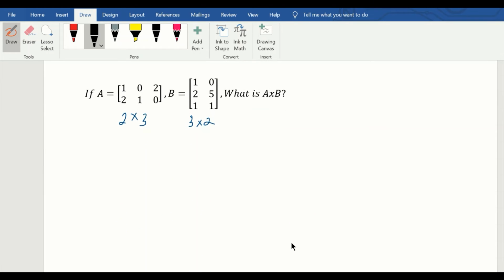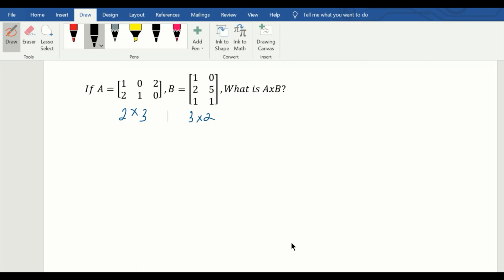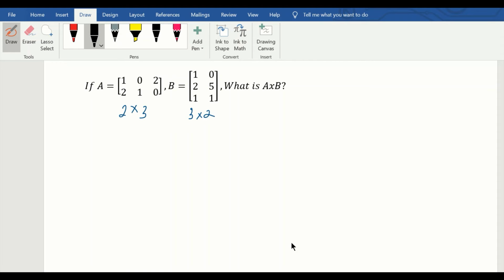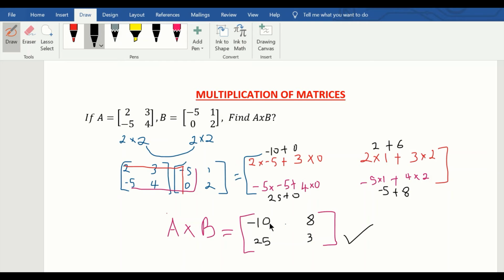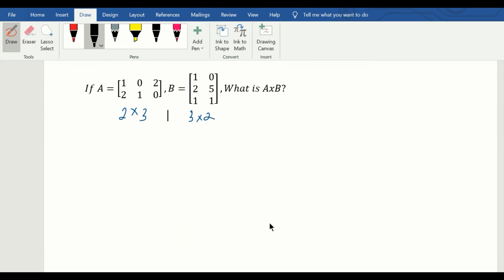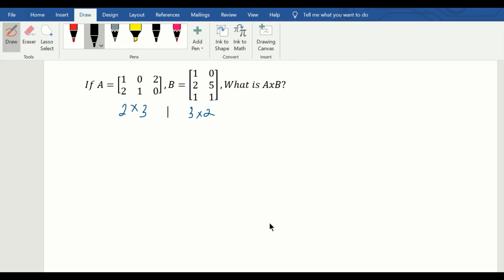Now in this case we are given a 2 by 3 matrix multiplied by a 3 by 2 matrix. As you can see again, the number of columns in the first matrix is the same as the number of rows in the second matrix. From this information we can see that our final matrix should be a 2 by 2 matrix, just the same way that we got a 2 by 2 matrix in the first question.